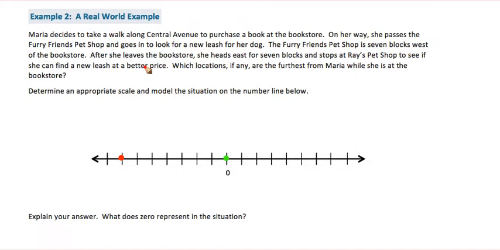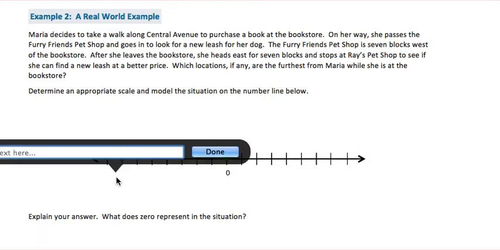Then it tells us after she leaves the bookstore, in the middle of our graphing, it's important for us to label what these points represent. Otherwise, we're not going to be able to complete the full exercise. Our red point was the Furry Friends pet shop.